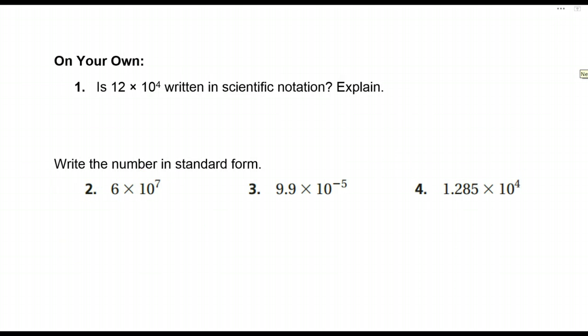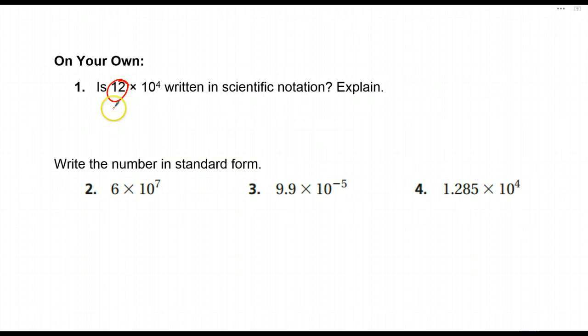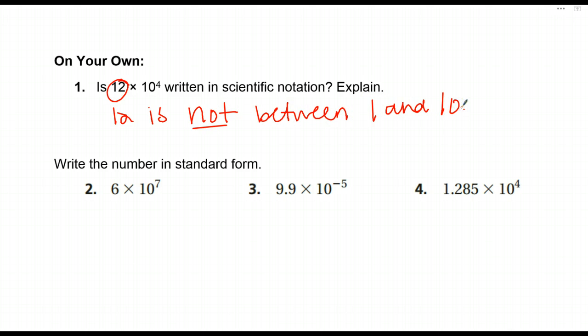So on your own, I want you to try 1 through 4. Hit pause, and when you're ready to check your answers, go ahead and hit play. All right, number 1, this is not in scientific notation because 12 is not between 1 and 10. Therefore, this number is not written in scientific notation. The other thing, this has to be an integer, which it is, but since that is bigger than 10, it doesn't work.